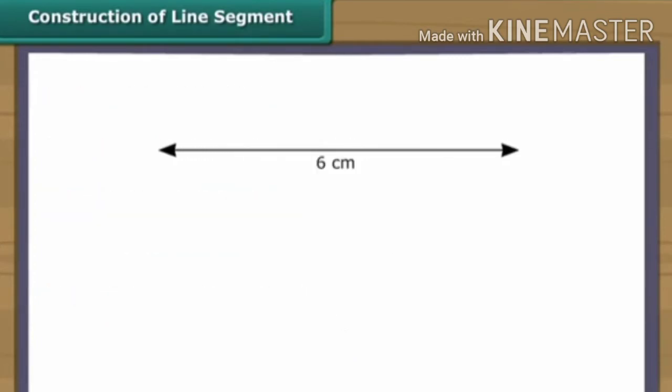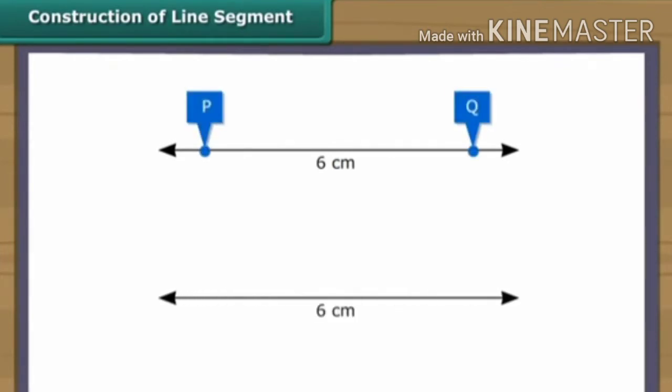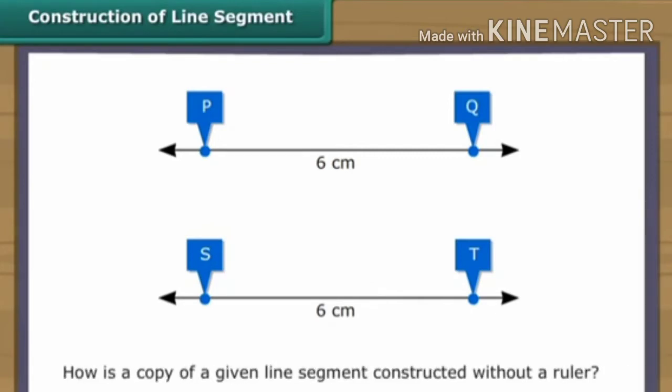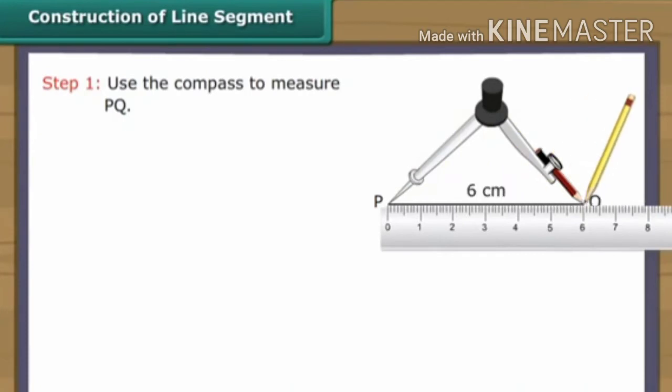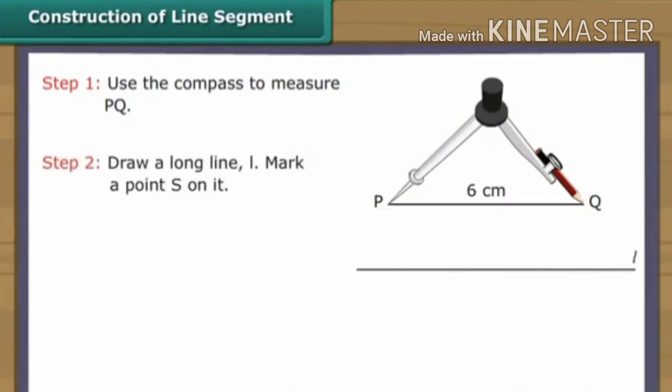Suppose a 6 centimeter long line segment PQ is given. We want to create another line segment ST of the same measurement. How do we do it without using a ruler? Use the compass to measure PQ. Draw a long line L.